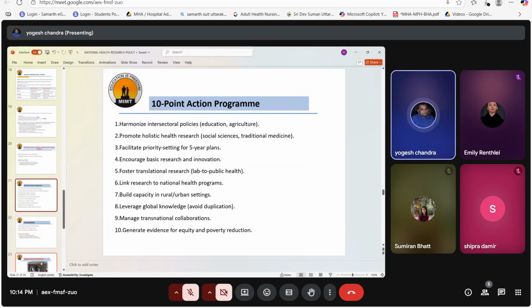Facilitate priority setting, encourage basic research and the innovation, foster translational result, that is very important. Link research to the national health program or various national goals, build capacity in the rural and the urban setting, leverage global knowledge also. Okay. Suppose already some knowledge is available globally, there is no need कि again you are doing the research on that. The research means वही होता है कि you have to do something very novel which has not been conducted previously. That is the research.